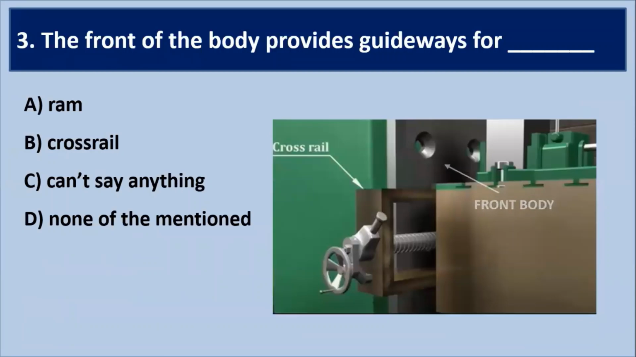Next question, the front of the body provides the guideways for. If you see in this diagram, I have shown the front body and also the cross rail. So the front of the body provides guideways for a cross rail, and the cross rail has two parallel guideways on its top in a vertical plane, and that's why our answer is cross rail.